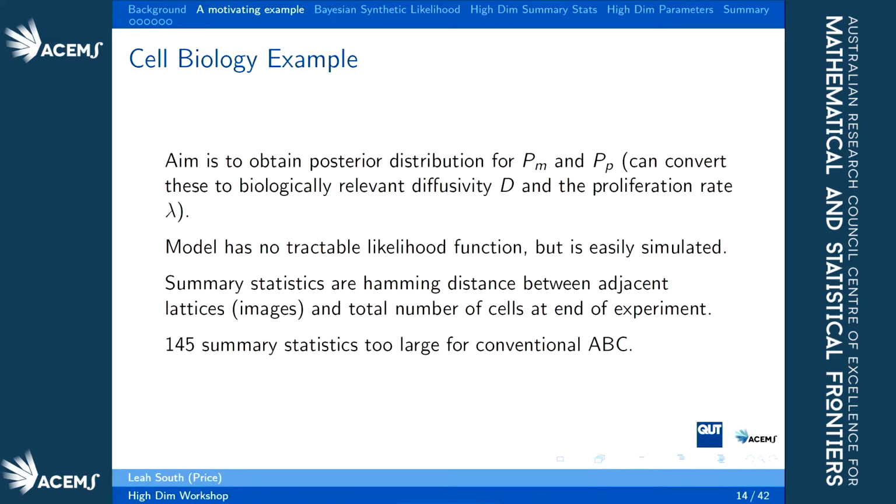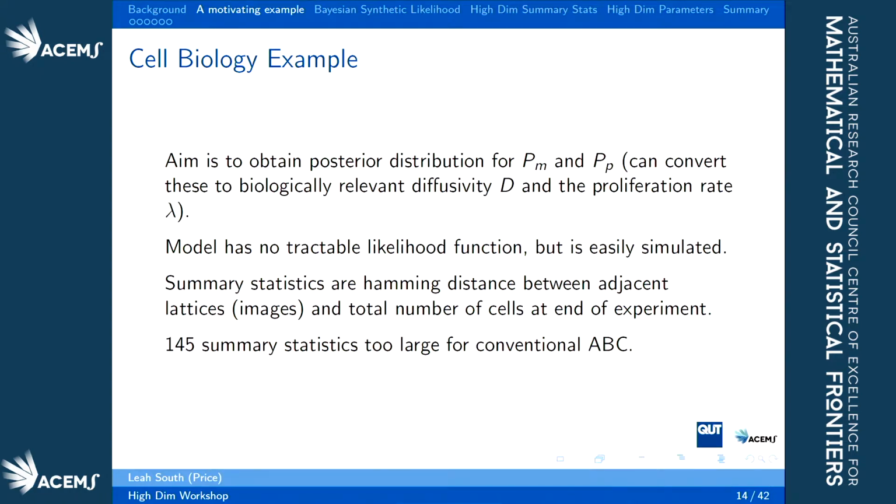Our aim in Bayesian statistics here would be to obtain the posterior distribution for PM and for PP, and then we can convert these into biologically relevant diffusivity and proliferation rate. Now, the model has no tractable likelihood function. We can't write down a likelihood function for that stochastic model I showed you before, but we can simulate data from the model, so it's an ideal candidate for likelihood-free methods.